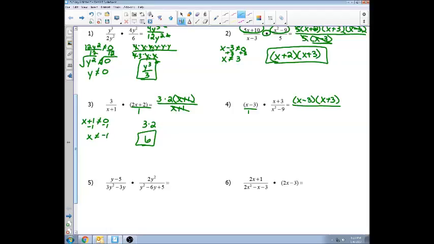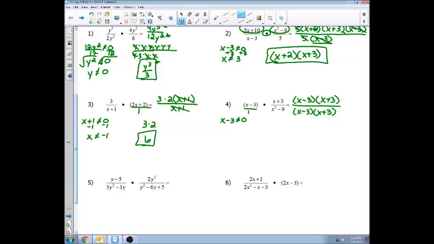Over 1 times x squared minus 9. X squared minus 9 is not a monomial, which means I need to see if I can factor it. It is the difference of two squares, so I could factor that into x minus 3 times x plus 3. Okay? Before I continue, again, I want to find my restrictions.